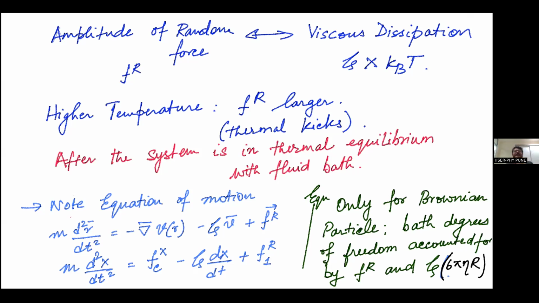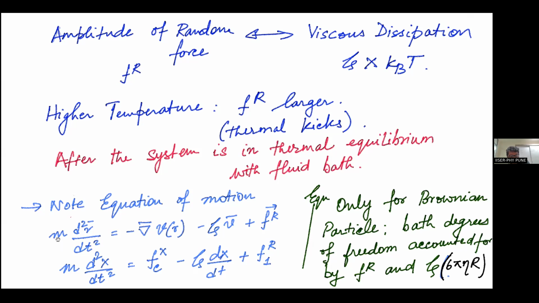Because at different times, the force could be in different directions. When you average over it, the product goes to zero. But at the same instant in time, you basically square it, so it's a positive number, and then you calculate its mean magnitude, and that will be a positive number. Right? Higher temperature, the force is larger, thermal kicks. I have already discussed all of that. Note that the equation, and yeah, so the point is also that the system is in thermal equilibrium with the fluid bath.